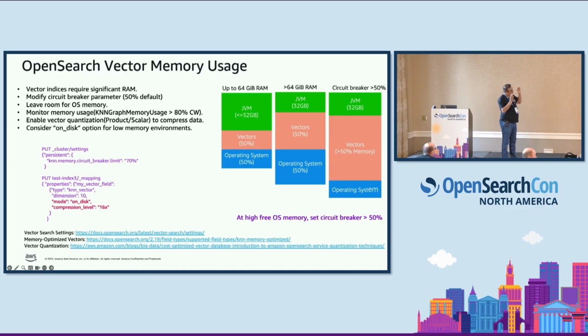And to optimize the vector memory itself, we have techniques like vector quantization, which is a technique to compress the vector data itself. For lower memory environments, you can make use of that. Even for higher memory, you can make use of quantization to further optimize memory usage so you can fit in more vectors. And if you have really low memory environments, you can use on-disk vector search as well. This is an index level tuning setting. So on this page, the main thing is that you can tune your circuit breaker to allocate more memory for vector search.